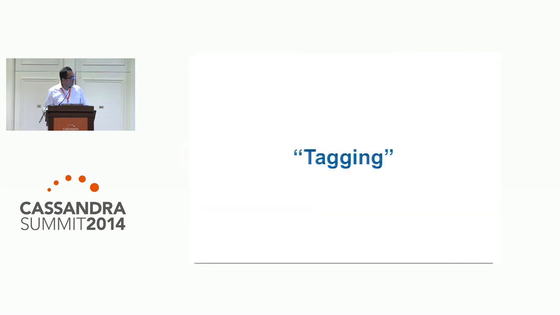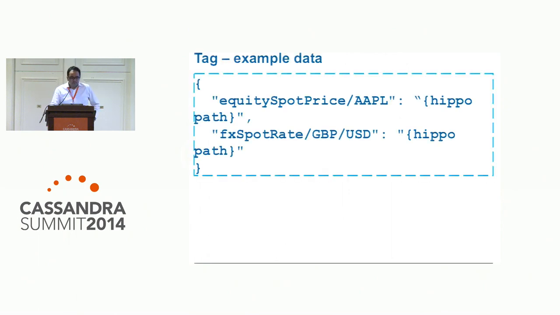The next bit is this concept of tagging. So a tag is an important concept within Hippo because it represents essentially everything that is required by the analytics to value that portfolio. So over here, we're looking at a very simple example where we're seeing two elements in the tag. And you can view a tag as a map, where the key is an identifier that means something to the risk management system, and the value is a path to where they can get it from Hippo.